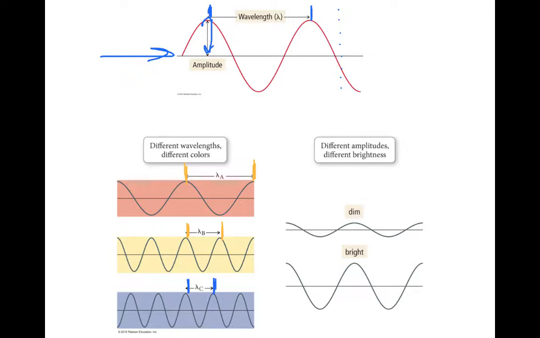Now over here we see our amplitudes. For dim light, our amplitude is very low, and for bright light, our amplitude is fairly large. And so the larger we make the amplitude, the brighter we would make that light.